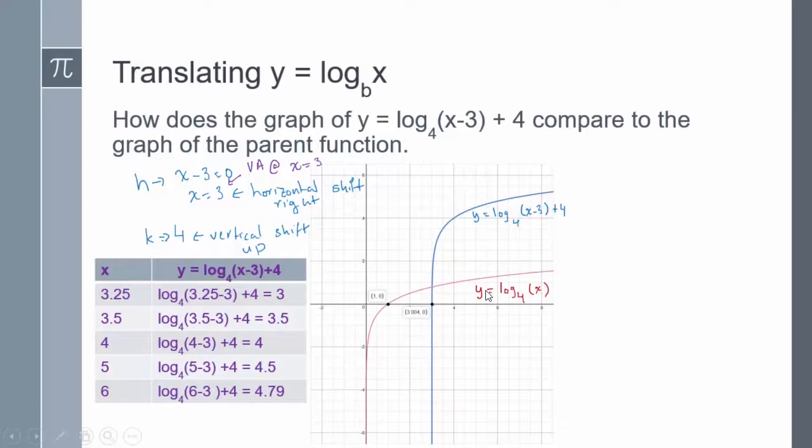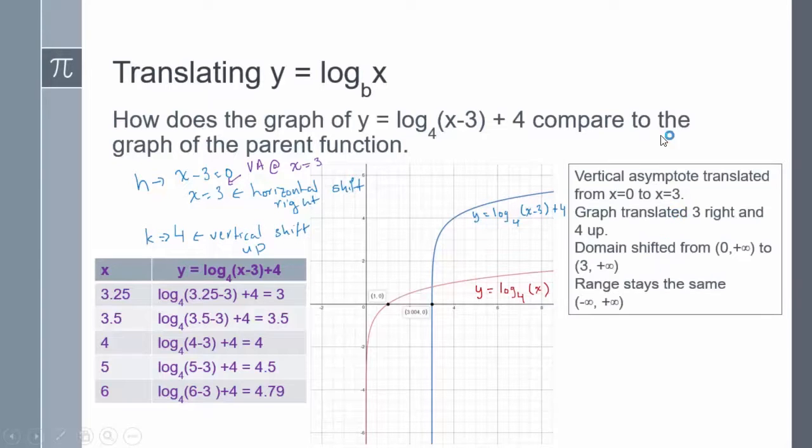The red graph is our parent function of y equals log base 4 of x, and the blue graph is our transformed function of y equals log base 4 of the quantity x minus 3, plus 4. Let's compare these two graphs. Our vertical asymptote of our parent function has shifted from x equals 0 to x equals 3. Our graph has translated to the right by 3 units and up by 4 units.